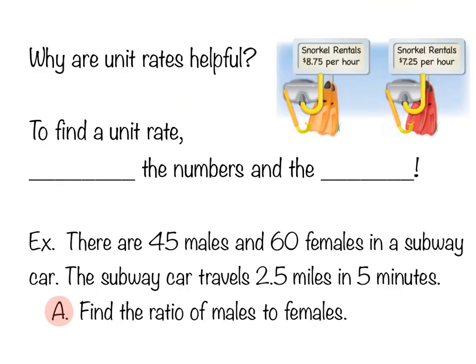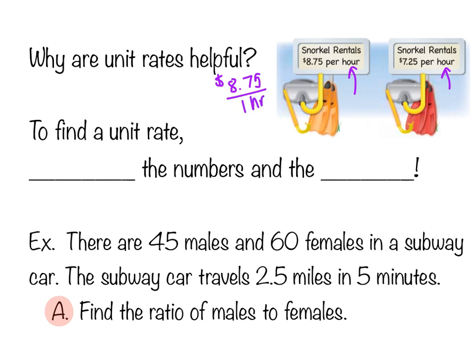All right, so why are unit rates so helpful? Well, if you look at this next one, it says snorkel rentals are $8.75 per hour at this one company, the orange company, and at the red company, snorkel rentals are $7.25 per hour. So both of them are unit rates because they say per hour, and that hour is singular. It's just one. So I guess if you wrote it, you'd say $8.75 per hour, or 1 hour. So it's a unit rate for both of them.